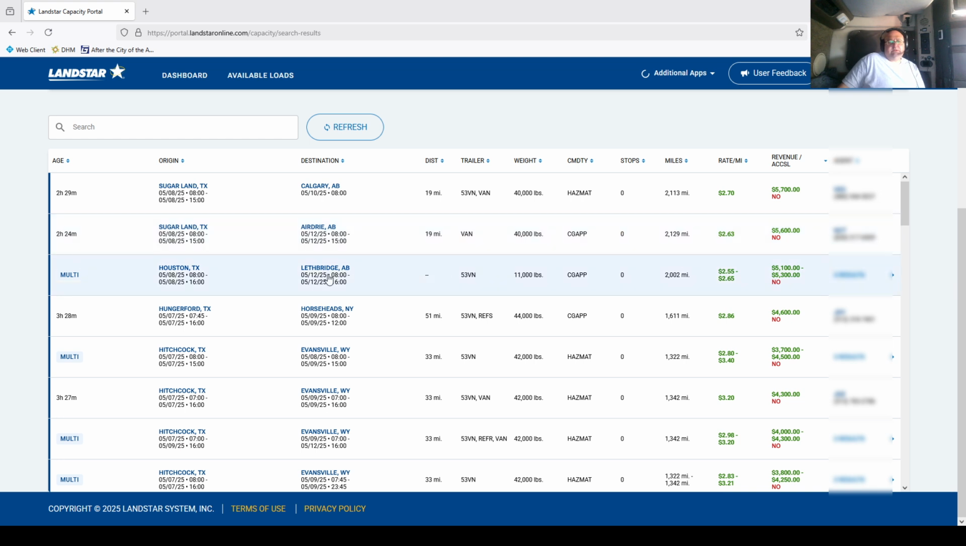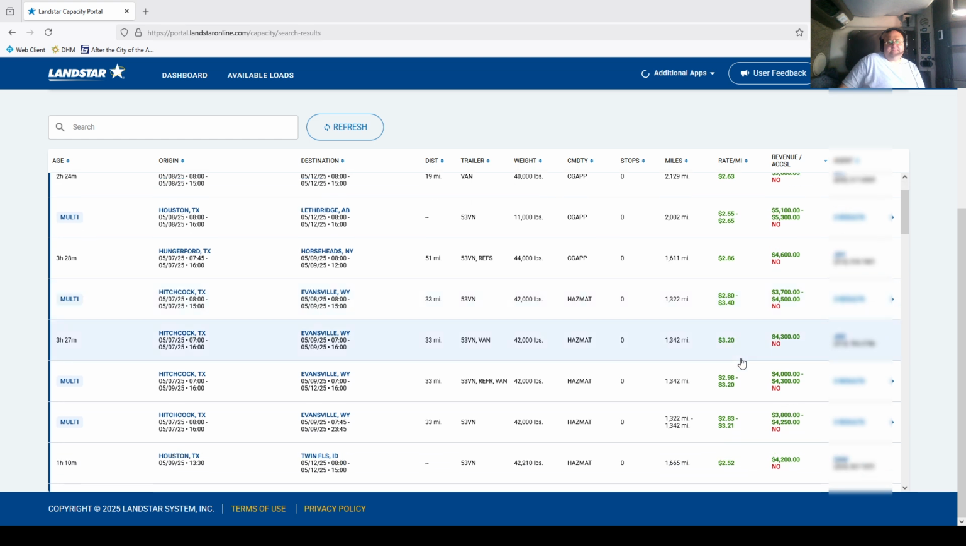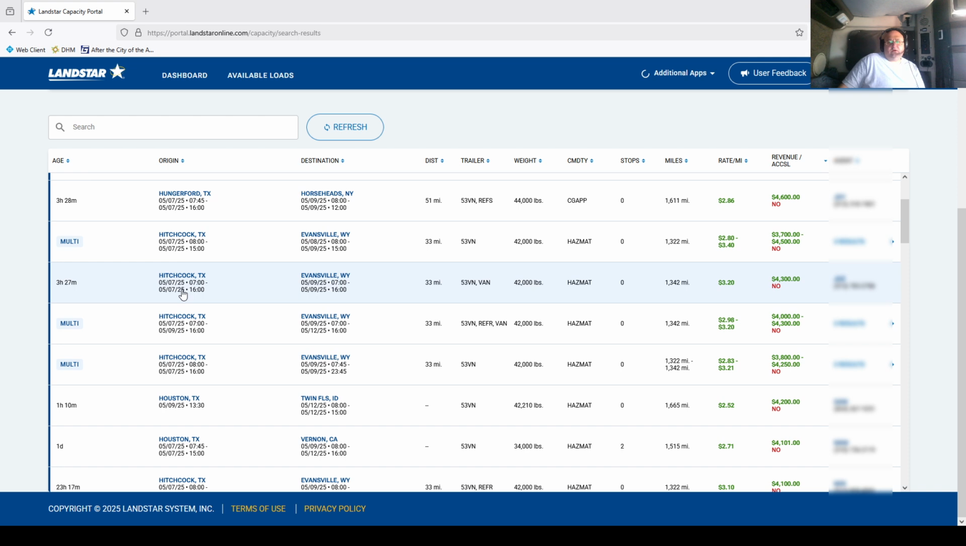So, all right, there's another Canada load. It's really close to the same mileage. This could actually be the same load. Hungerford, Texas to Horseheads, New York. Max weight consumer goods, 286 a mile. And a whole bunch of these Hitchcock, Texas to Evansville, Wyoming, paying between 280 and 320 a mile.